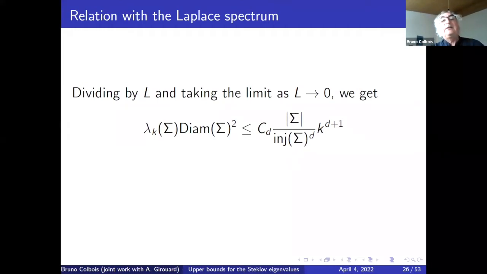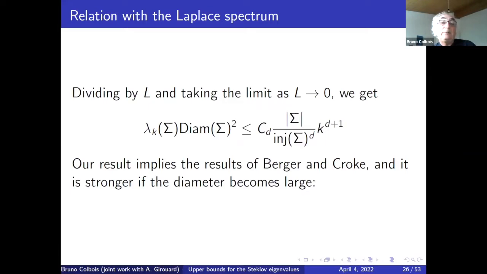So you see, it's a little different from the result by Croke, because there is volume, there is injectivity radius. For Croke, it was a convexity radius, but it's the same type of result, but there is the diameter. And so what we can see is that our result implies the result of Berger and Croke, but it's a little better if the diameter becomes large. You see, if the diameter becomes large, you have a better upper bound for lambda. And one can see this with an example.